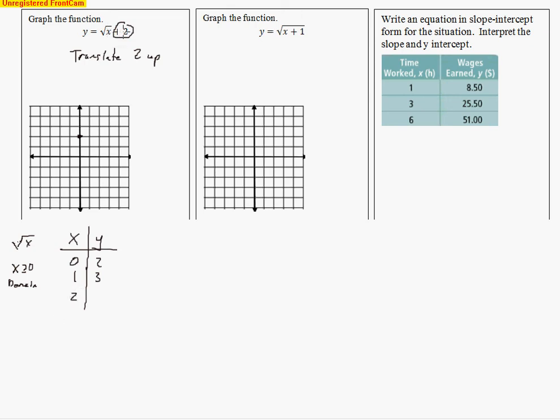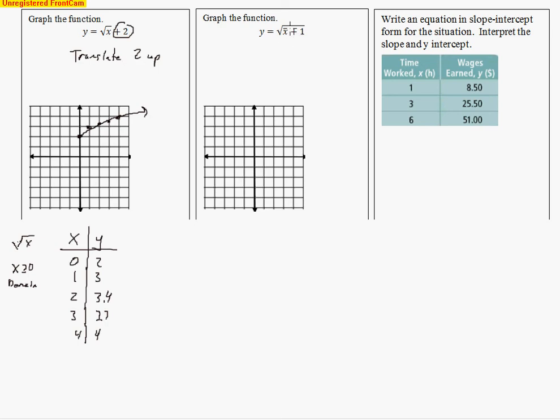When I plug in a 2, the square root of 2 is 1.4 plus 2 makes 3.4. And the square root of 3 is 1.7, 1.7 plus 2 makes 3.7. And the last one I'll do is 4. The square root of 4 is 2, 2 plus 2 makes 4. So that tells me that I've got some points here, and I'll be able to sketch that graph. So the graph is going to look the same for all of these. They're just going to be in a different location, so it translates 2 up. If this were a minus 2 here, then it would translate 2 down.